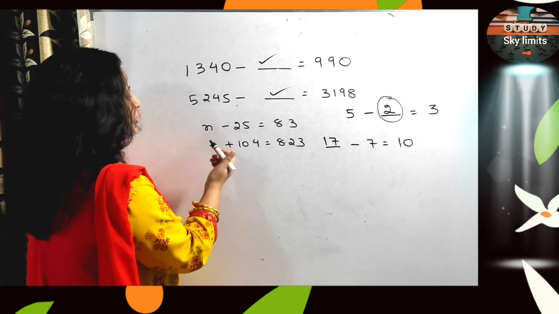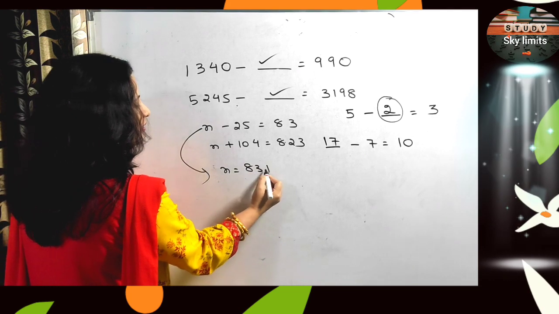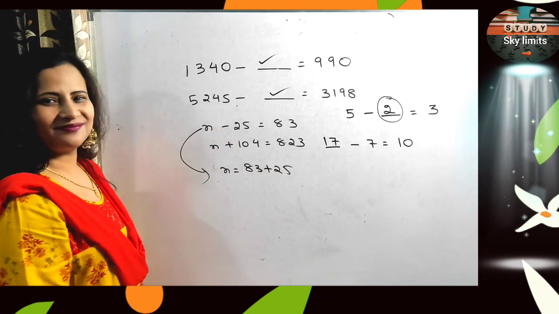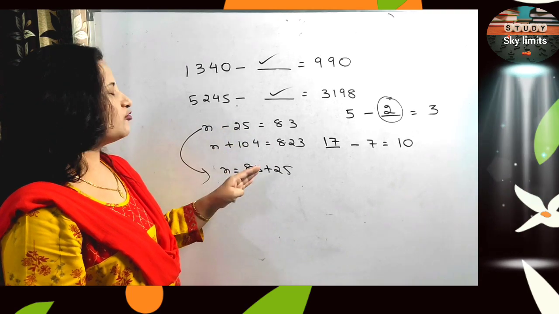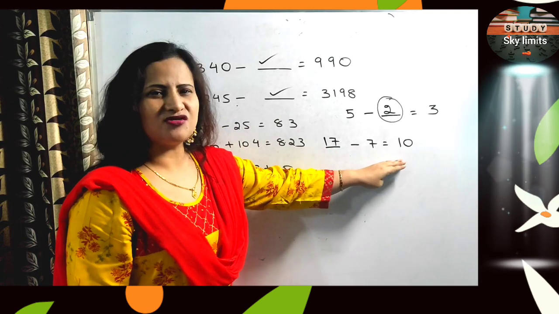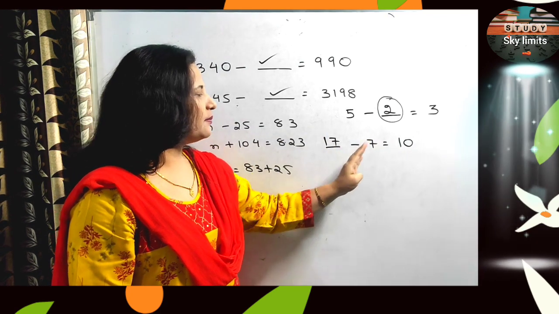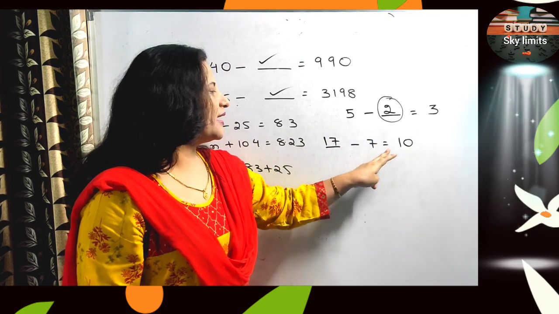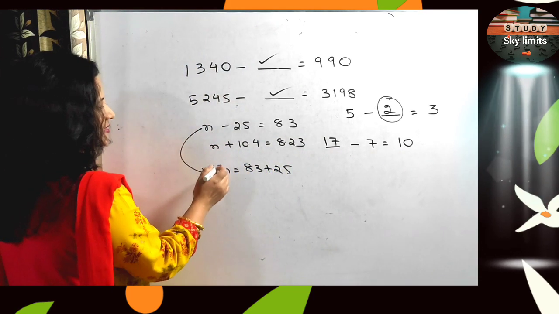So what will you do here in the first case? So n will be equal to just add 83 and 25. 83 and 25. So when you are getting confused about what you have to do, just take a smaller number and try it. So what minus 7 will give us 10? Obviously 17. How did you get 17? By adding these two. By adding the subtrahend and the answer. Yes or no?